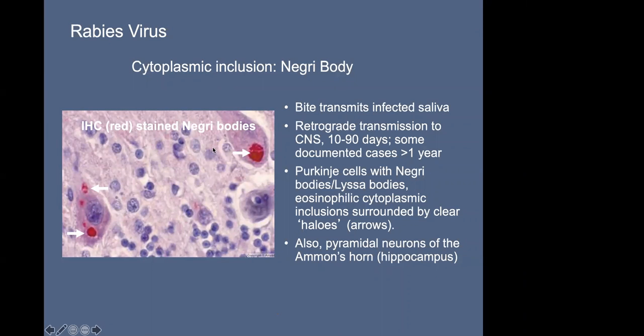Rabies, as I said before, involves mostly gray matter, like the Purkinje cells in the cerebellum. So these are the internal granular cells, and the big neurons of the Purkinje layer, they show the rabies inclusions, which are Negri bodies. And if the inclusions are not very well demarcated, they are called Lyssa bodies. They are very nicely seen in a stained slide. Rabies can also involve the pyramidal neurons of the Ammon's horn in the temporal lobe.